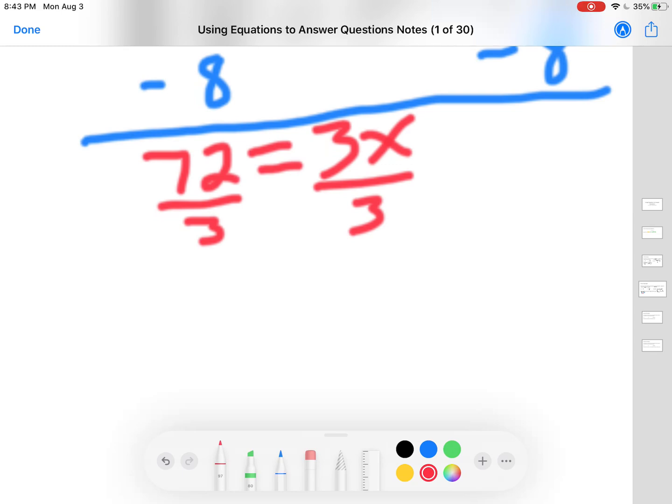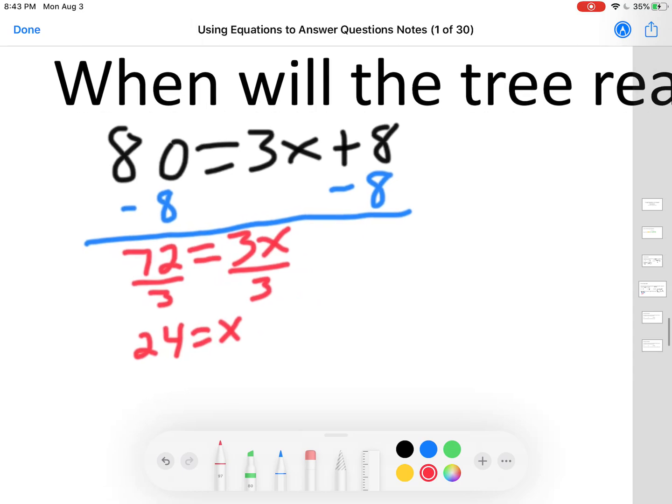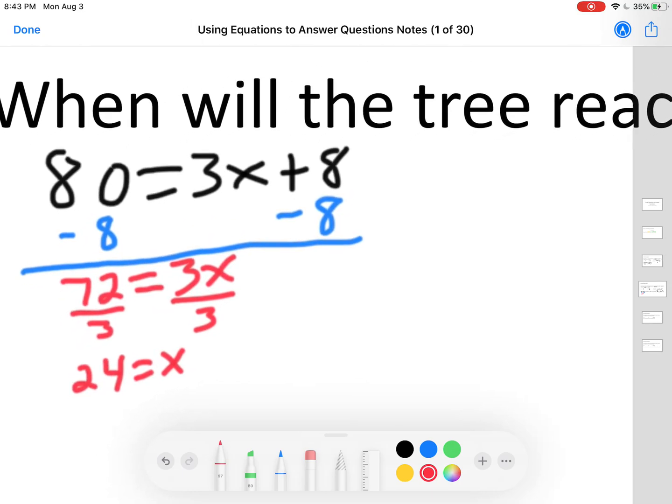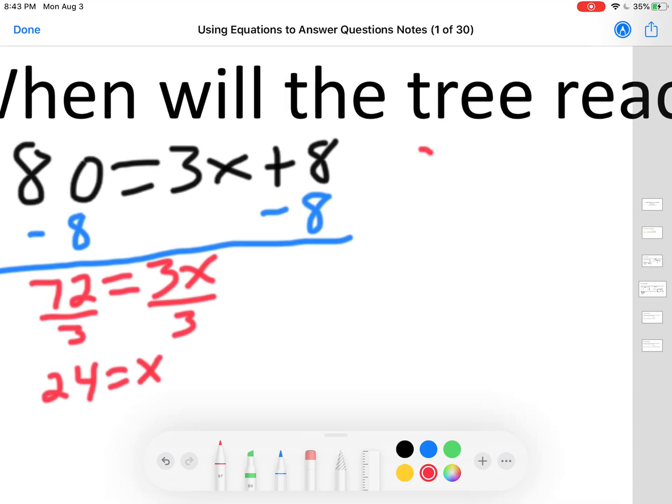72 divided by 3. 3 goes into 7 2 times, with 1 left over. 3 goes into 12 rather, 4 times. So x must be 24. We've solved it. There are all the steps to solving, but you need to check it. So x is 24. 80 from the 80 equals from the equals, 3 from the 3, but we don't write x, we put in 24.